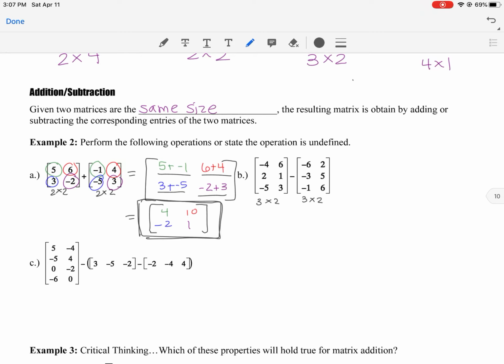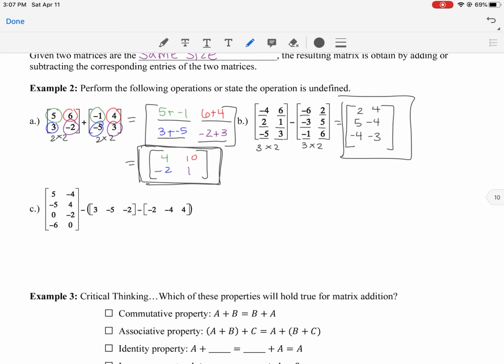Okay, let's look at the next one. This one is a 3 by 2 and a 3 by 2, so we can subtract them. The only difference here is rather than adding, we're going to do -4 minus a -6, so really think about that as -4 plus 6, which is 2. 6 minus 2 is 4. 2 minus a -3, so really 2 plus 3 is 5. 1 minus 5 is -4. -5 minus a -1, so -5 plus 1 is -4. And 3 minus 6 is -3. And this is your answer.